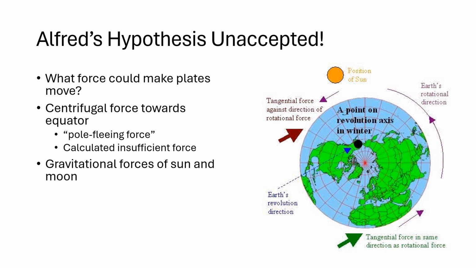Then Alfred came up with the gravitational forces of the sun and the moon, and that's what creates our tides. It creates this ocean bulge and affects the tides coming in and out. Part of it. It's part of the reason. And that too was laughed at, just not enough force to move this stuff, rejected.